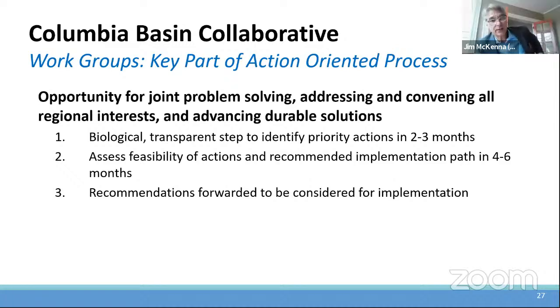That was the basic elements of the structure. I'm going to hand it over now to Guy Norman with the state of Washington to talk about the work groups. Guy? Thank you, Jim. So Jim just explained the diagram and the process and how we have set up a proposed process to get to action. I think we consistently heard feedback that people in the basin want this to be an action-oriented process, one that can move through the process to implementation as soon as possible.